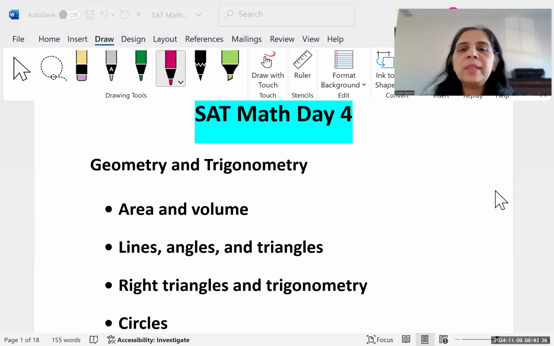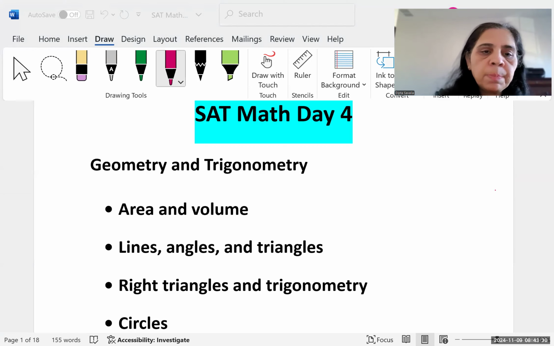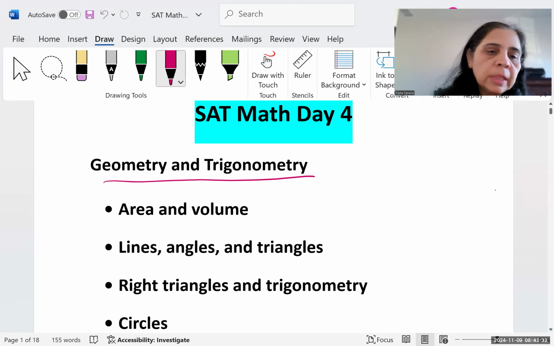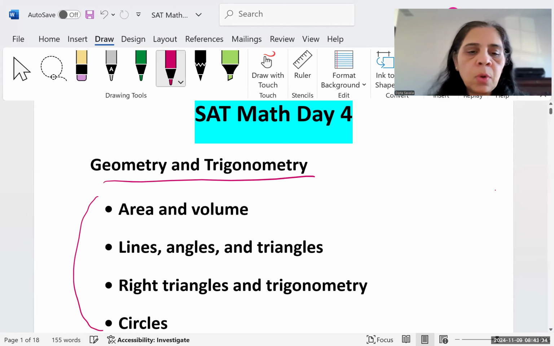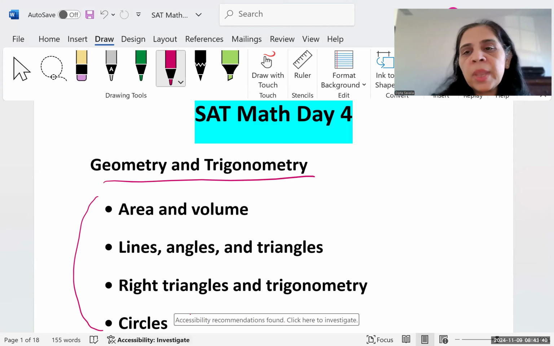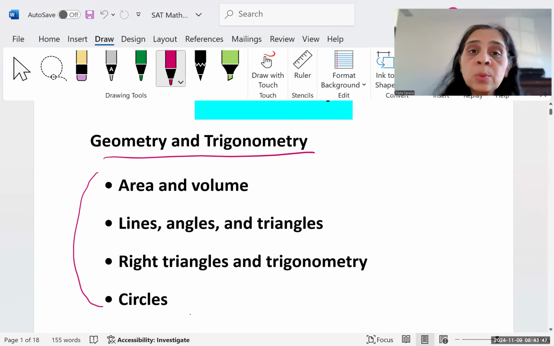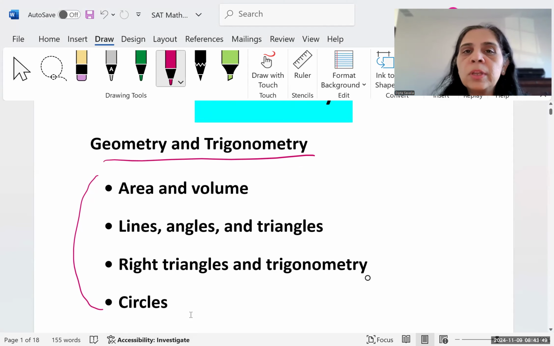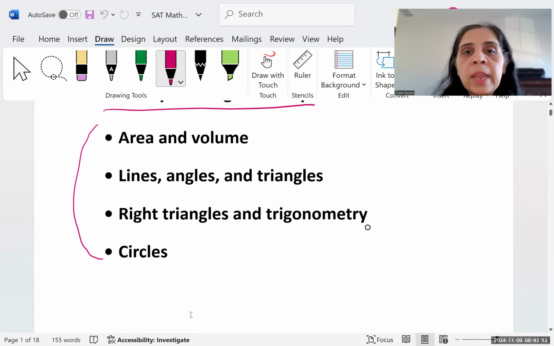Hello everyone. So in this lesson, we will do digital SAT review for geometry and trigonometry. I'm taking these four concepts here: area, volume, lines, angles, and triangles, right triangles, and trigonometry in circles. So we have four different concepts here. I'm taking 25 questions, easy to hard level, taking these questions from Khan Academy and College Board Question Bank. So I will show you all different strategy, how to get correct answer quickly.